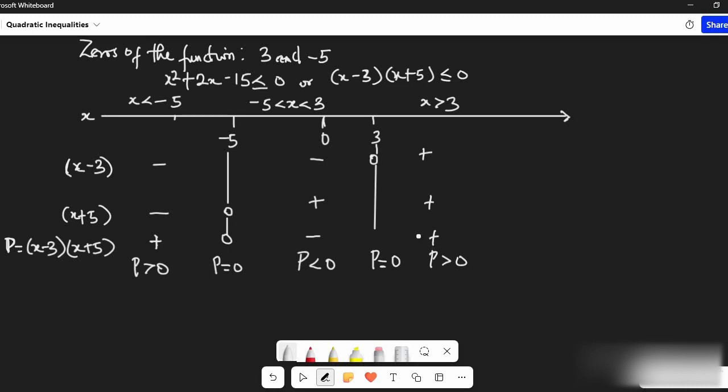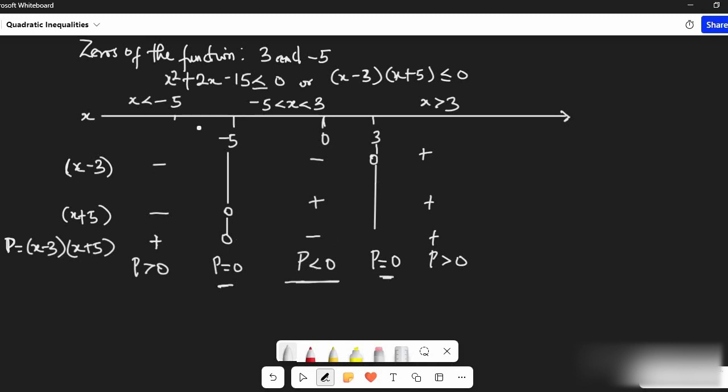Okay, so we now see that this is how the quadratic function behaves around the roots of the equation, minus 5 and 3. So now remember, we're concerned with the regions where the product is less than or equal to 0. Now we see that the product is only less than 0 here, where x is between minus 5 and 3. And of course it's equal to 0 at minus 5 and 3.